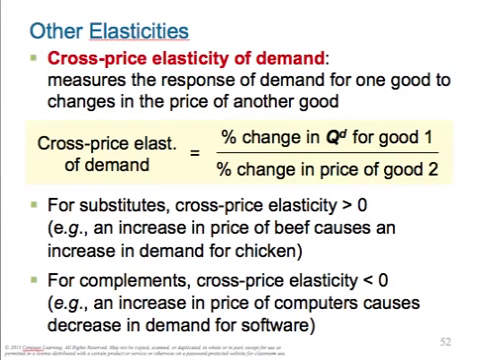For complements, the cross-price elasticity is less than 0. Example: if the increase in the price of computers causes a decrease in the demand for software. So if people are buying fewer computers, they're going to want less software as well. So cross-price elasticity is less than 0. If you're going to see a greater change, it's going to be greater than 0 when we're talking about cross-price elasticity. If you're going to see a negative relationship, it's going to be less than 0.